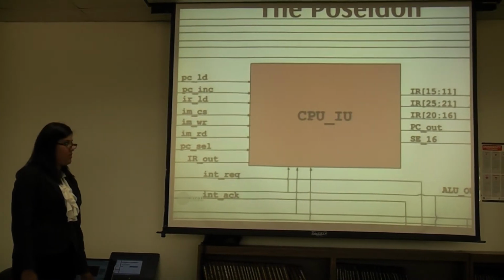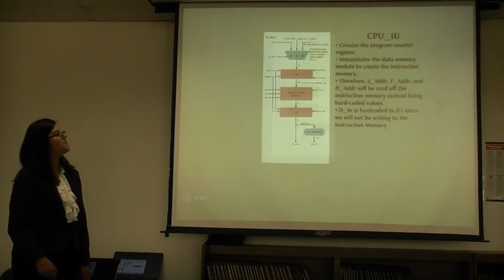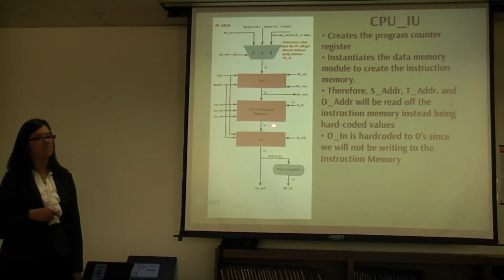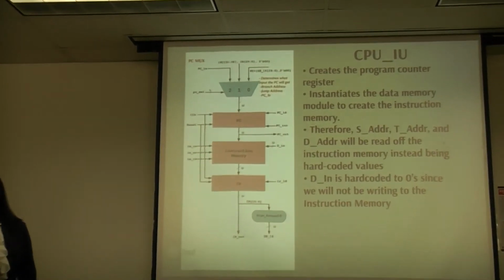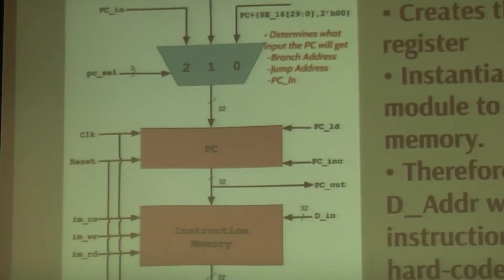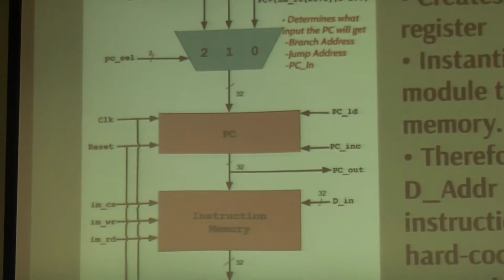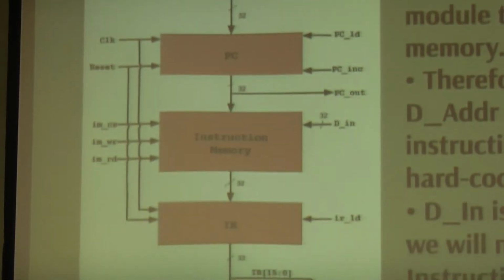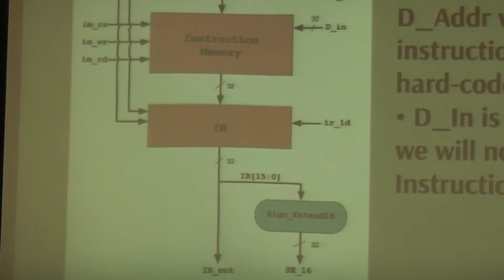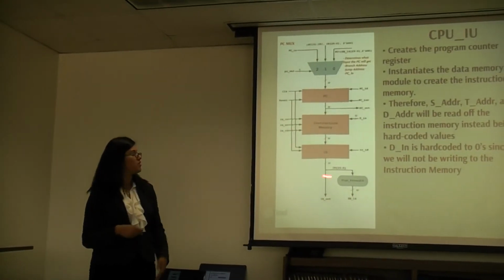And next we're going to talk about the CPU-IU, or the instruction unit. The instruction unit is what instantiates the program counter, instruction register, and the instruction memory. So instead of having hard-coded values for our S address, T address, and D address, which are our source and destination registers, we're going to use the instruction memory, usually using a DAT file or whatever we make to test it.